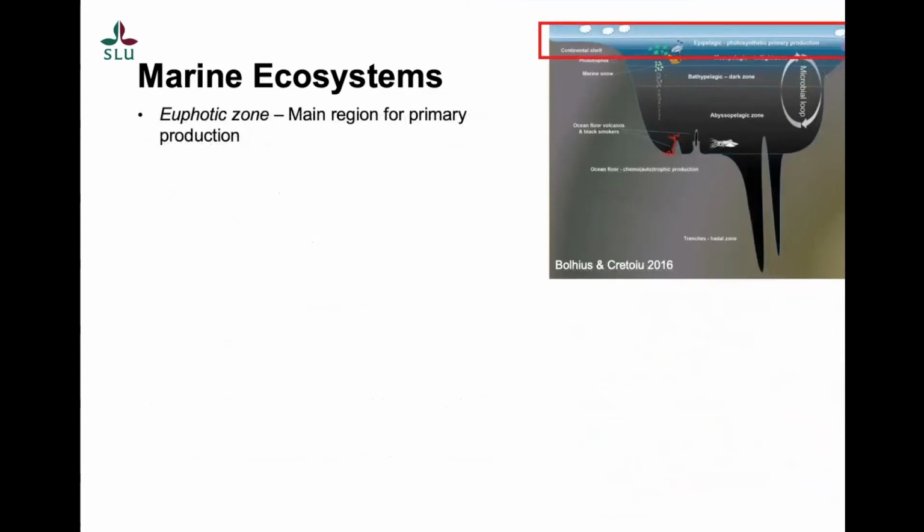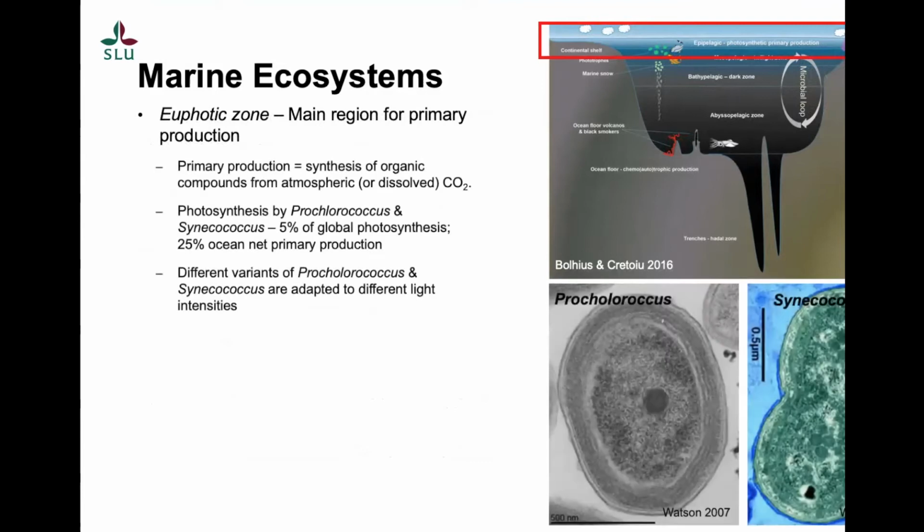If we start in the euphotic zone, this really is, ocean-wide, the main region for primary production. And maybe if you're not familiar with what I mean by primary production, it's basically synthesizing organic molecules from carbon dioxide. So it's basically photosynthesis. And then you have molecules, then you have biomass, you have carbon that can be utilized by other organisms, heterotrophs.